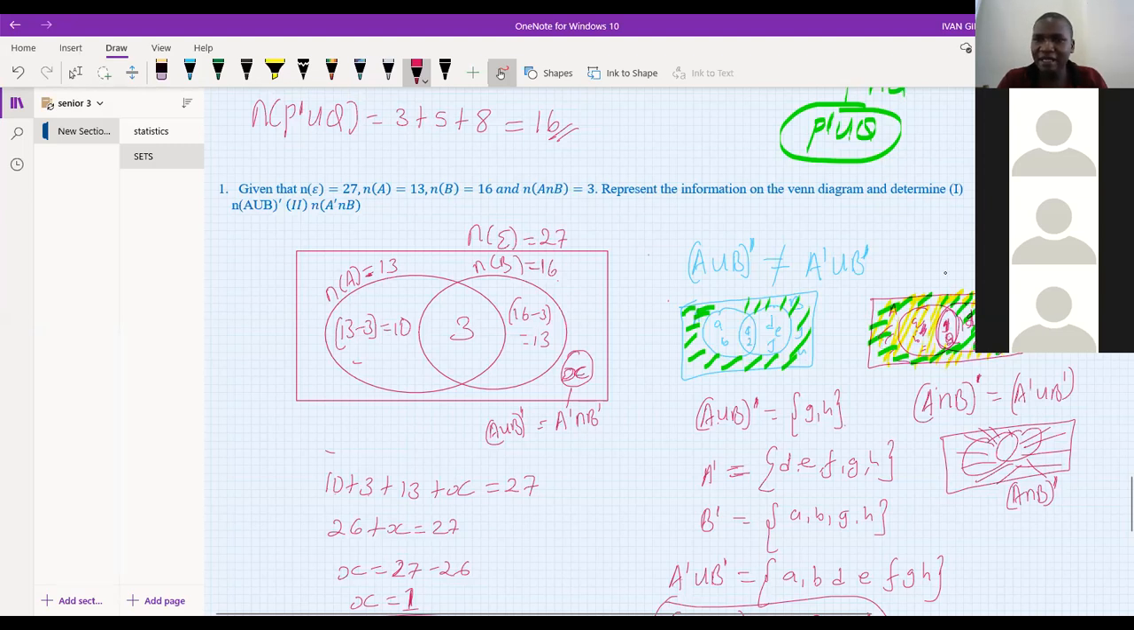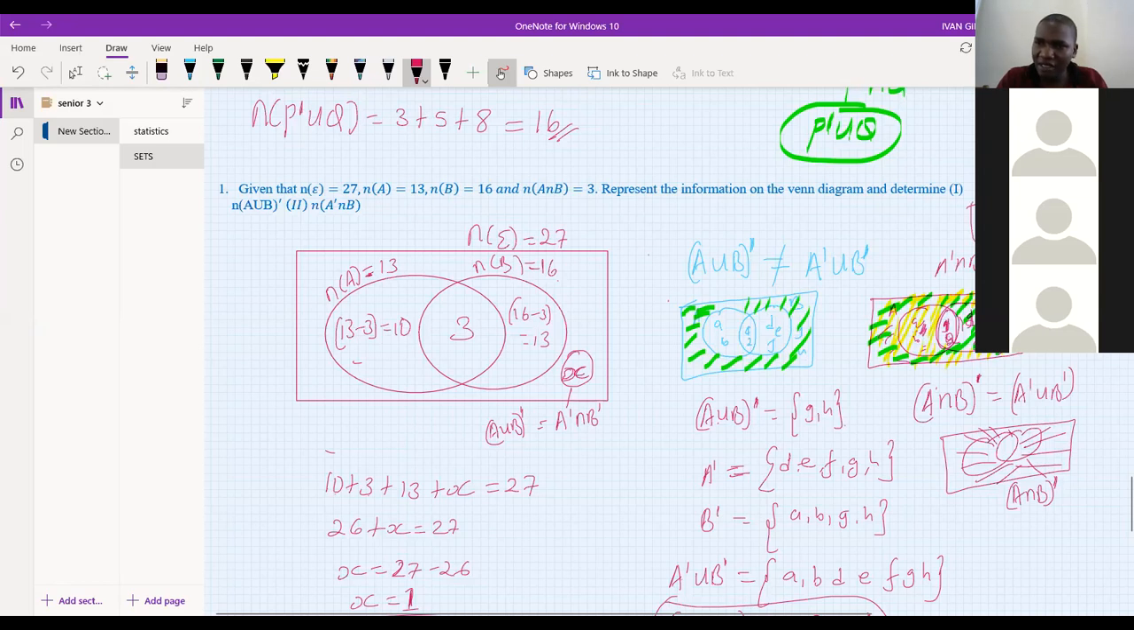So here A complement is intersecting with B complement. But also, we know that the same region is also the same as saying A union B complement. Because if they give you a Venn diagram like this, and they ask you to shade the region A union B complement.